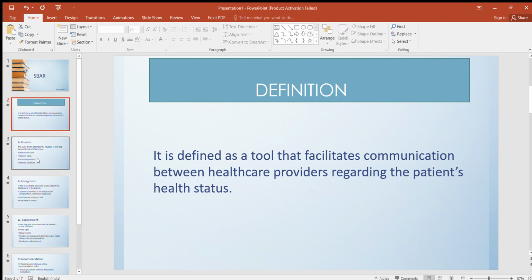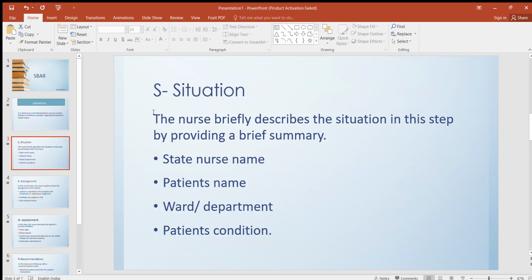By its first letter, S. In SBAR, S stands for situation. The nurse briefly describes the situation in this step by providing a brief summary. State the nurse's name, patient's name, ward or department, and patient's condition. In this, the nurse explains the patient's name, age, in which department the patient is admitted, and the patient's condition, like the overall view of the situation.